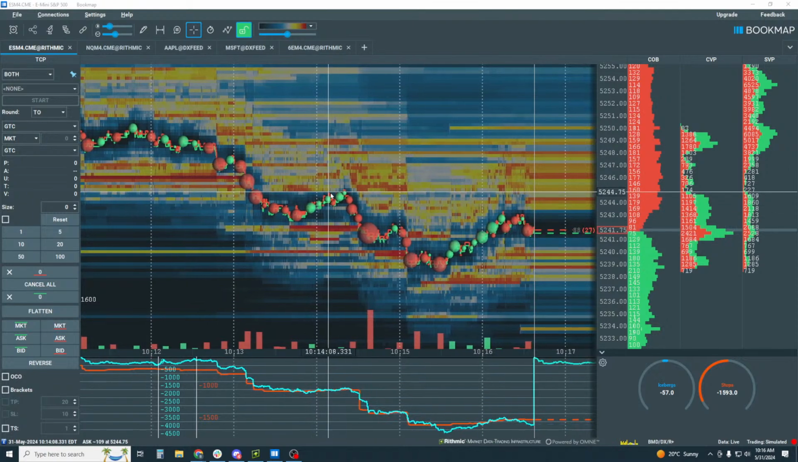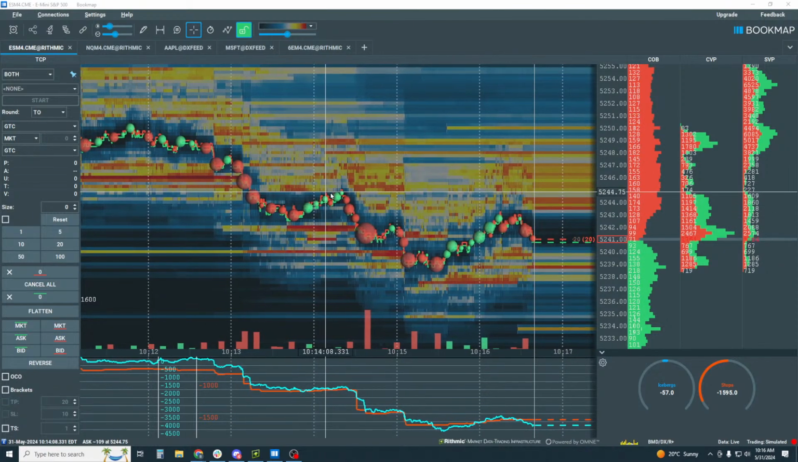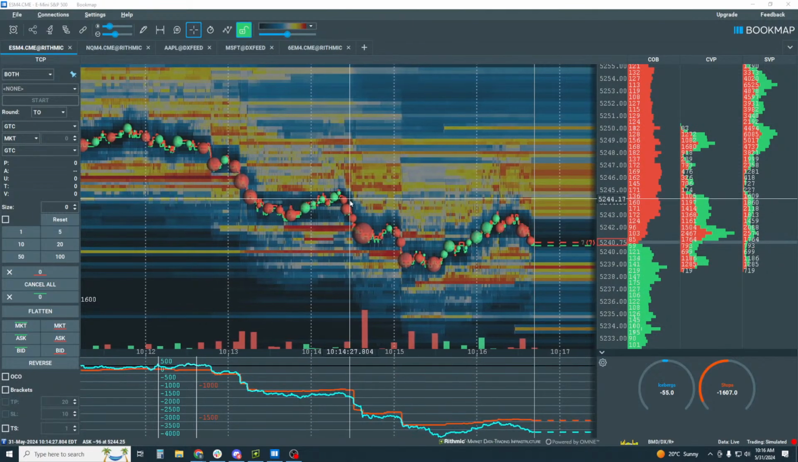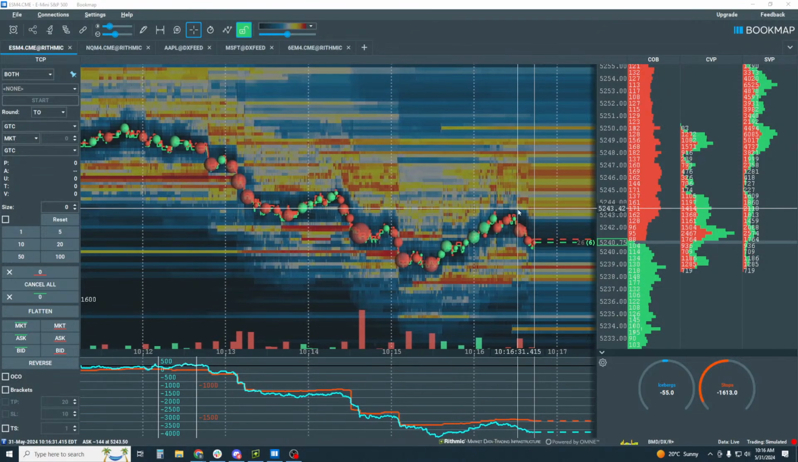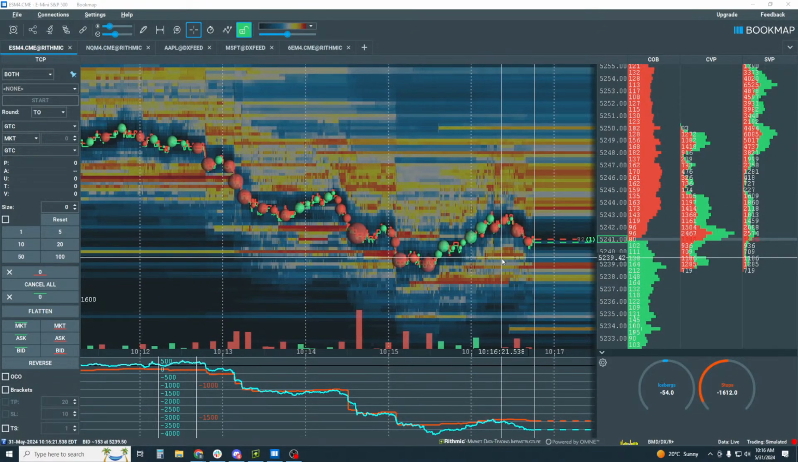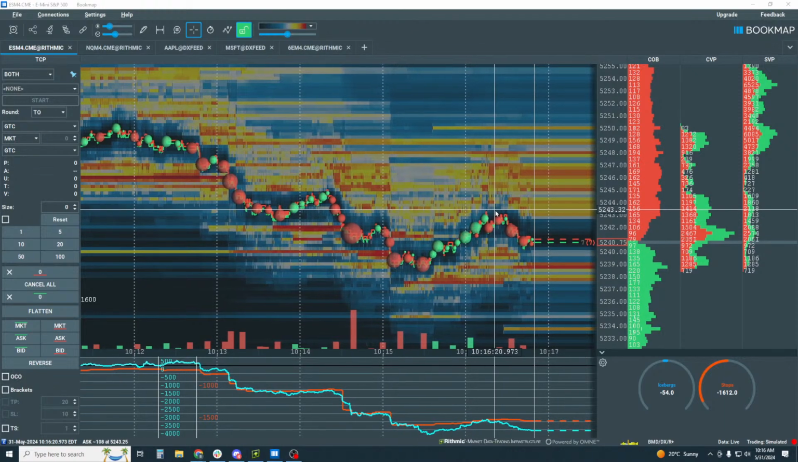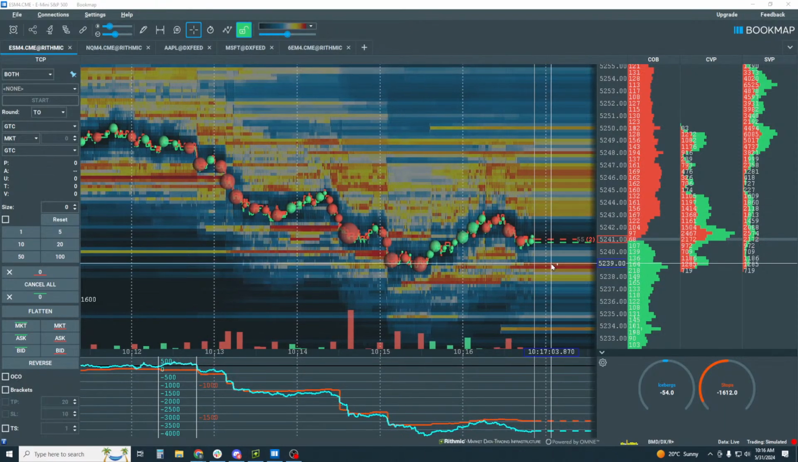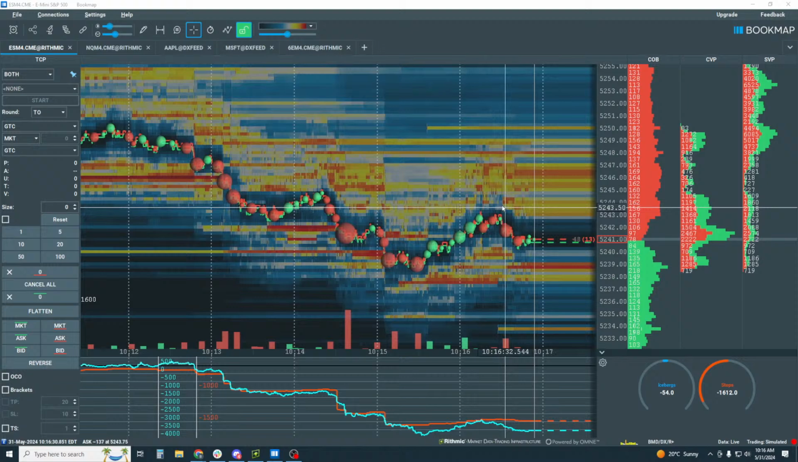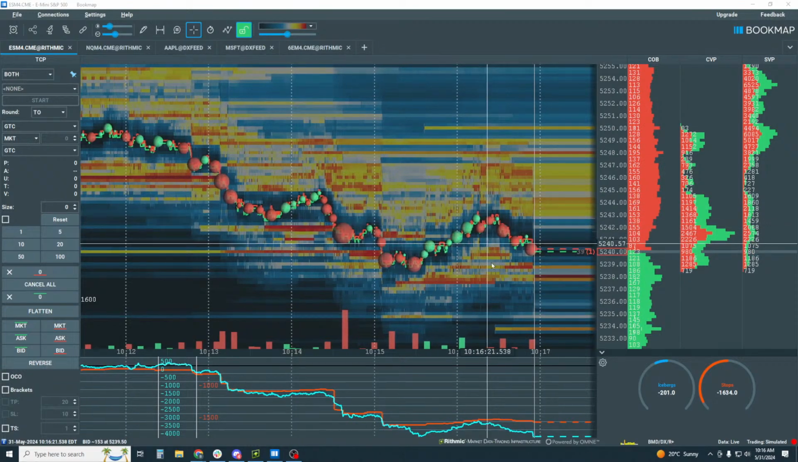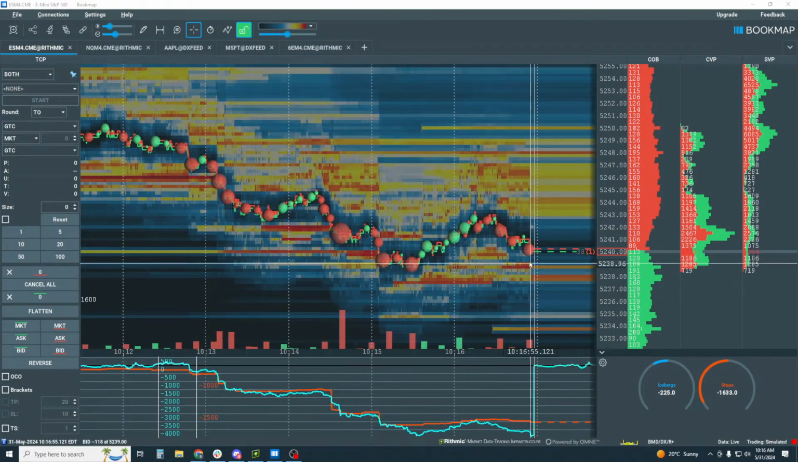Maybe up here, maybe we'll go up to this swing here and just test it, or just below it, and still see more sellers come back in the market, right? So we're looking for those small pullbacks and then continuation of the trend. And we're going to read the transactions and understand the order flow here.